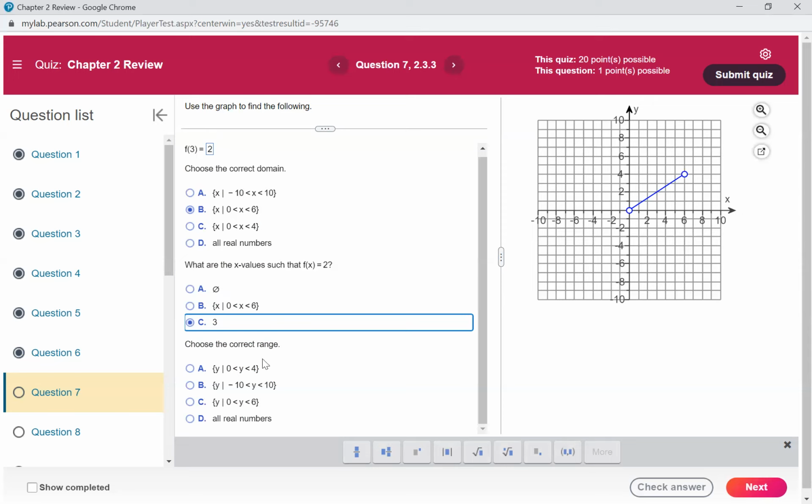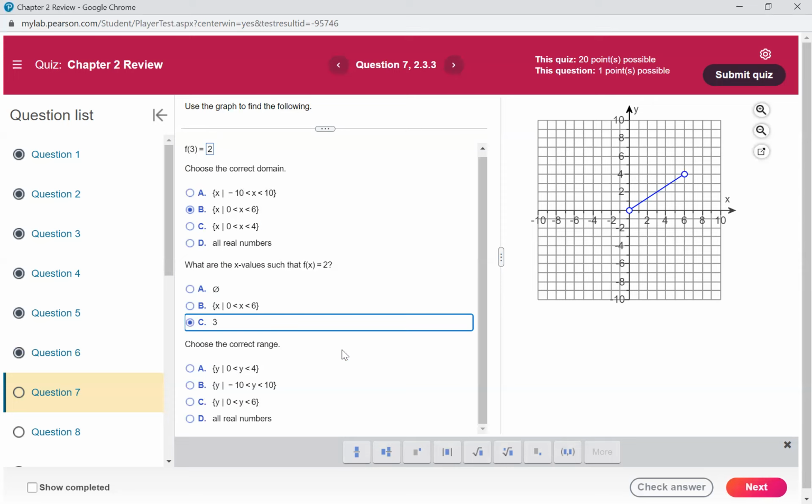Now, then it wants the range. The range goes from the smallest y value to the highest y value. So the first dot on the bottom has a y value of 0 since it's in that center. And then if I go up the y-axis to the point where my line stops going uphill, it looks like that second point has a y value of 4. So we're in between 0 and 4 on this one.